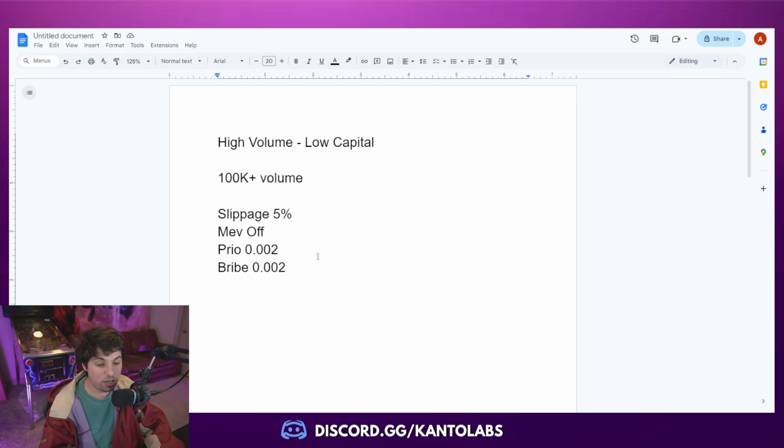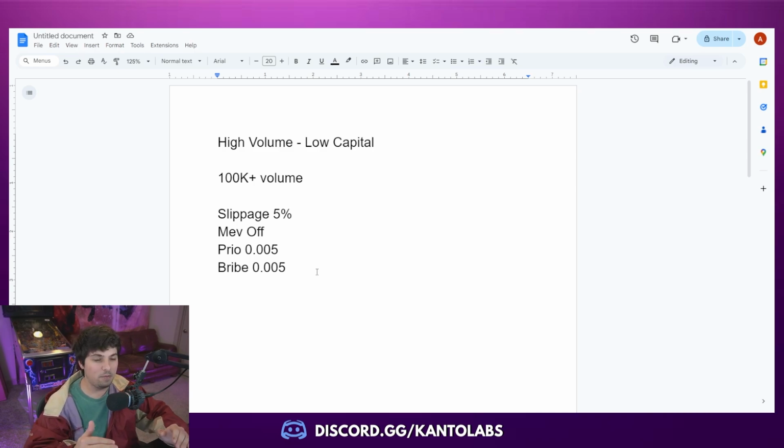Now, I would personally use something like this, or I would use a little bit higher, just depending on the situation. When you have your slippage this low and Mev off, chances are on a high volume token, your transaction will just fail instead of you getting Mev'd. And I've had success using this actually, because whenever you're trading, if you are in a very highly volatile token like this and you have your Mev off and you have low slippage, there's a good chance that you will either get the entry that you are looking for, or like I said, you'll just fail.